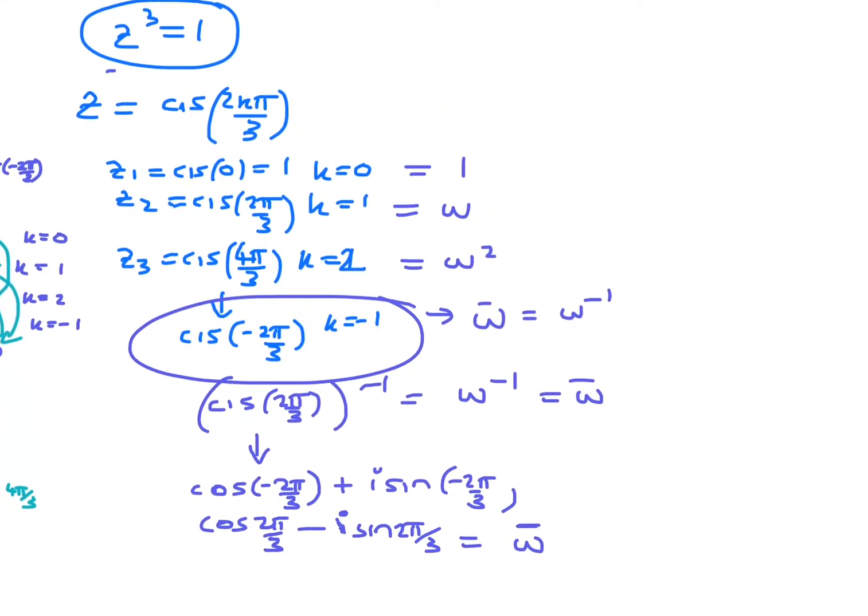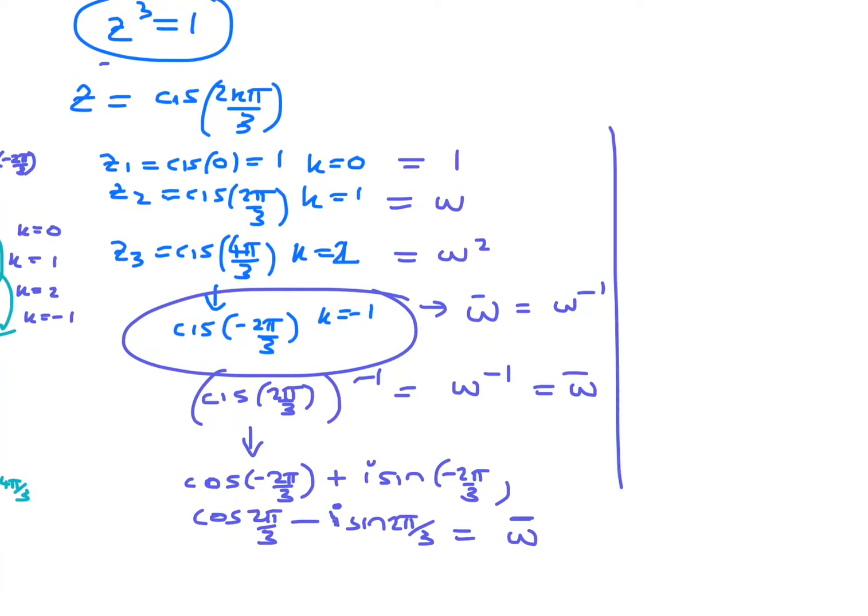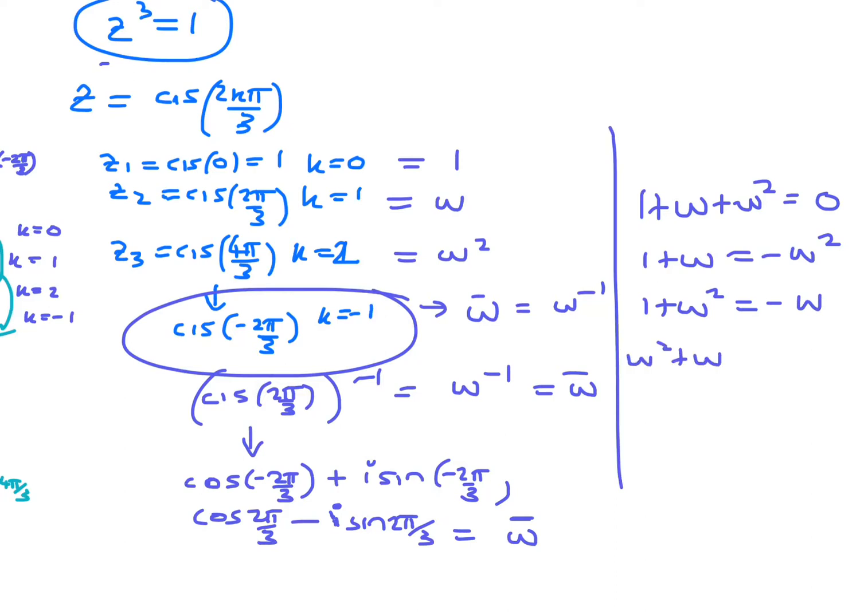Okay, so we know they're the basic roots. We also know that 1 plus omega plus omega squared equals 0. And this helps us, if I want to simplify 1 plus omega, I can replace it with minus omega squared. 1 plus omega squared is equal to minus omega. And omega squared plus omega is equal to minus 1. So you can do different rearrangements of this.